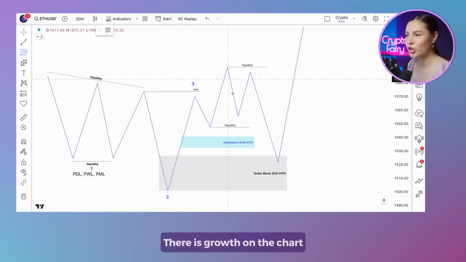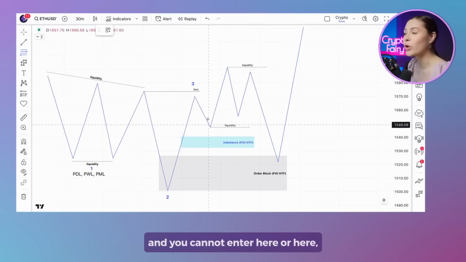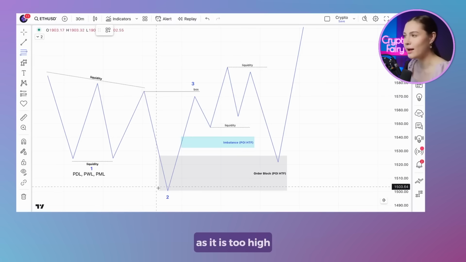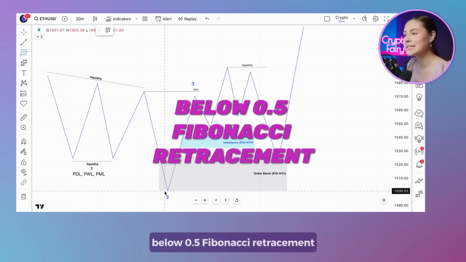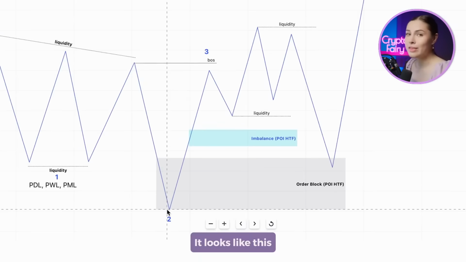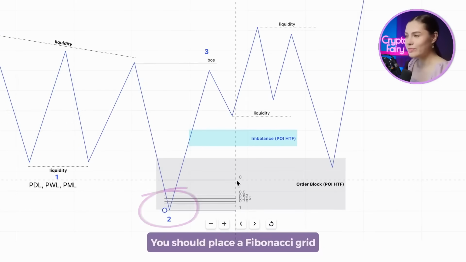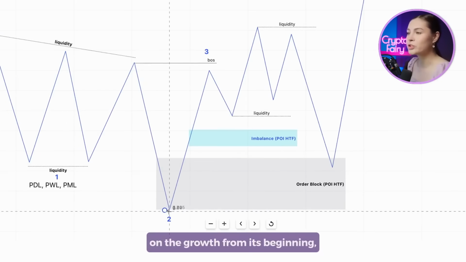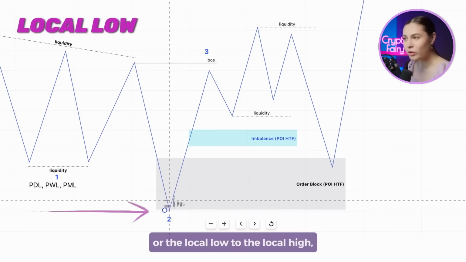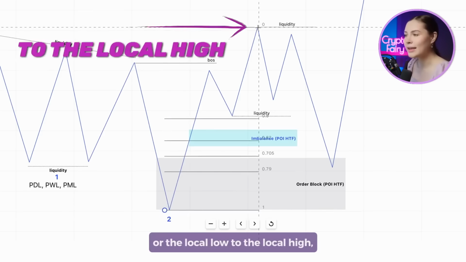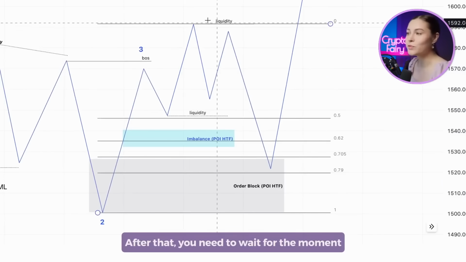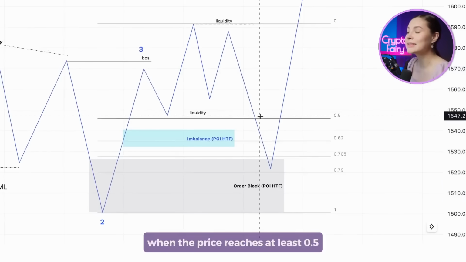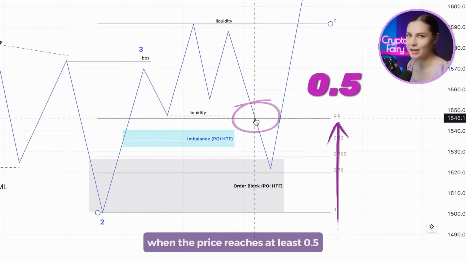There is growth on the chart and you cannot enter here or here, as it is too high. If you stick to this strategy, you need to wait for the price below 0.5 Fibonacci retracement. It looks like this. The chart goes up, you should place a Fibonacci grid on the growth from its beginning, or the local low, to the local high, which is the end of the growth. After that, you need to wait for the moment when the price reaches at least 0.5.